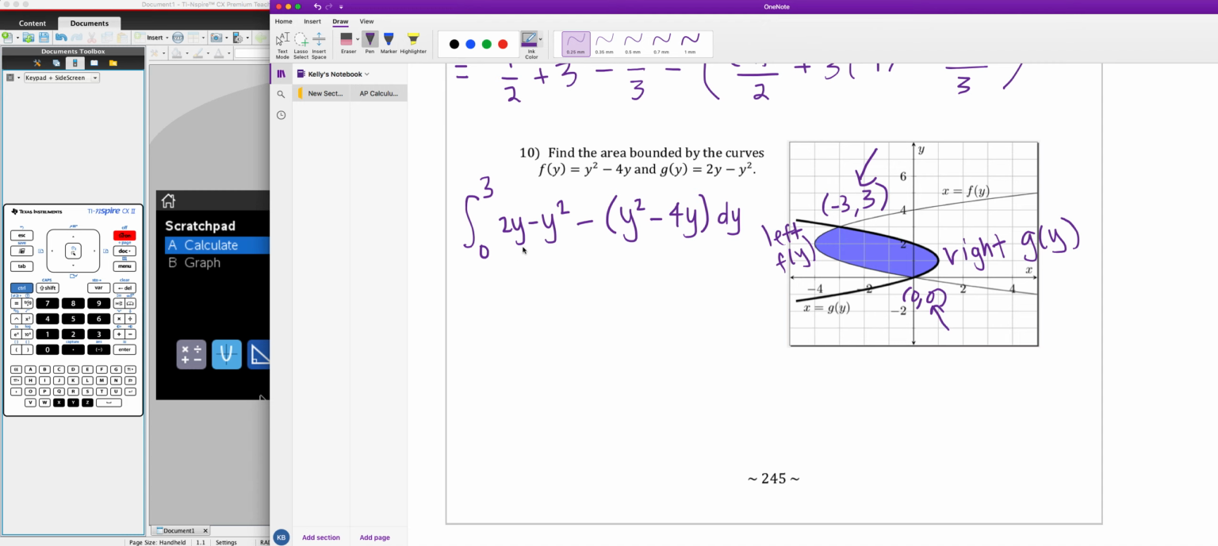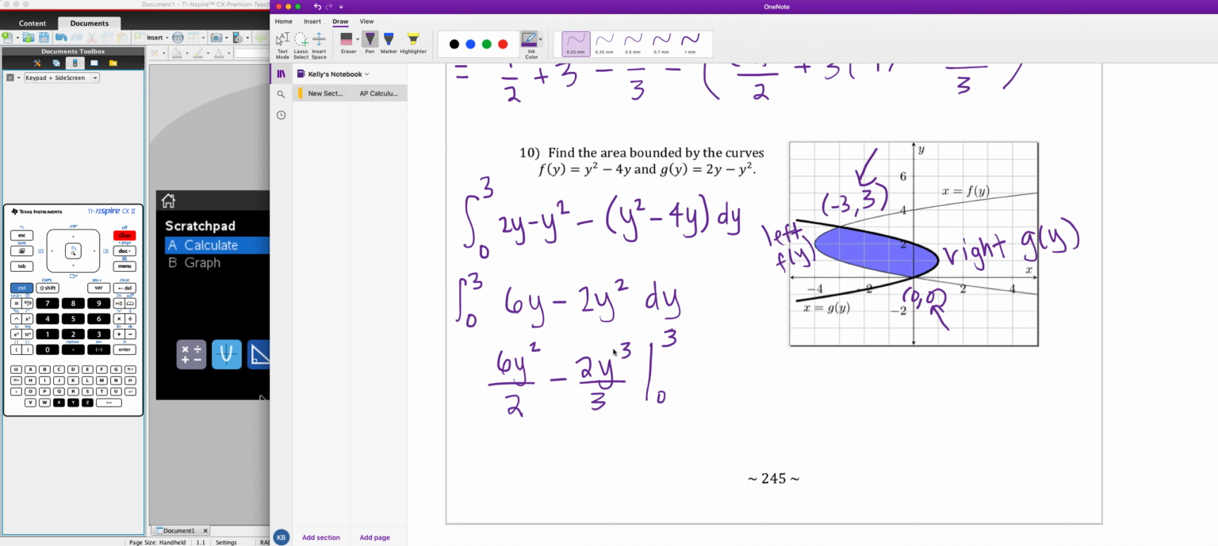Just like we did in the last video, if I can combine any like terms, I definitely want to do so to make my life easier. So when I do this, I end up combining stuff and I get 2y plus 4y, so I end up with 6y. Then I end up with minus 2y squared dy. Now from here, let's integrate this piece. So I get 6y squared over 2 minus 2y to the third over 3, evaluated from 0 to 3.